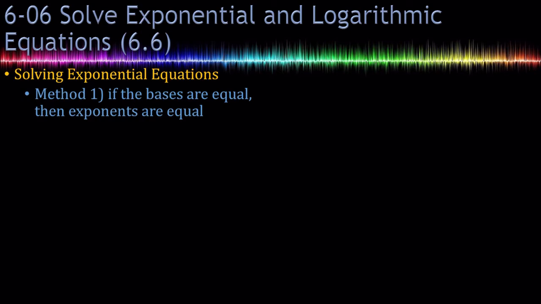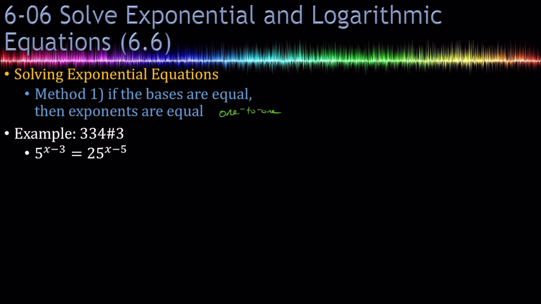Method 1 for exponential equations is that if the bases are equal, the exponents have to be equal. And that's because exponential equations are what's known as one-to-one.